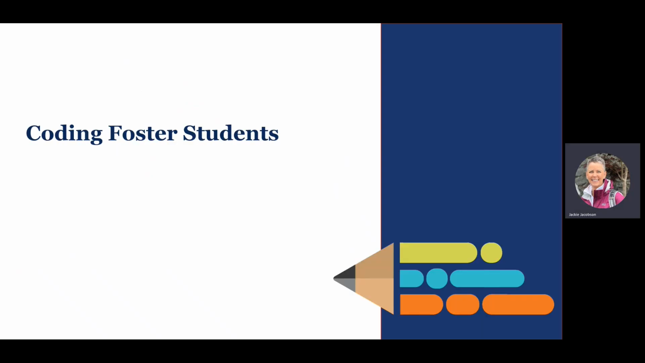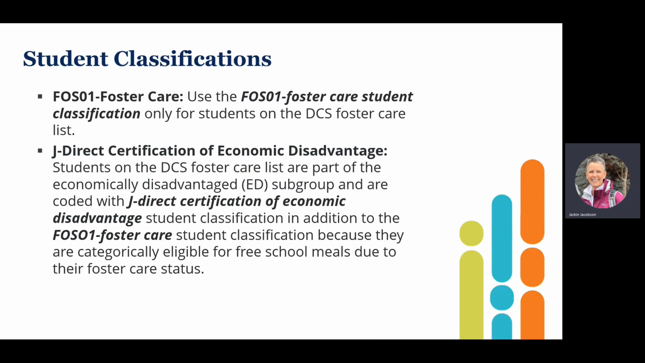Now let's talk about how to code these students in foster care. We use the FOS01 foster care designation classification only for students on the DCS foster care list. Additionally, we use the J-Direct certification of economic disadvantage. Students on that DCS foster care list are part of the economically disadvantaged subgroup and are coded with J-Direct certification of economic disadvantage in addition to the FOS01 foster care student classification, because they are categorically eligible for free school meals due to their foster care status.